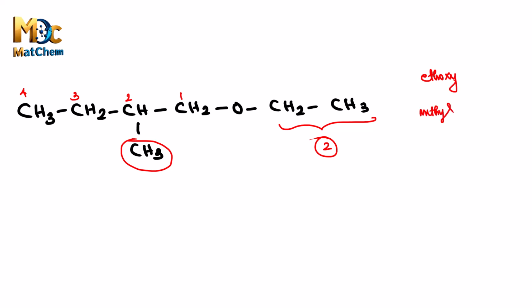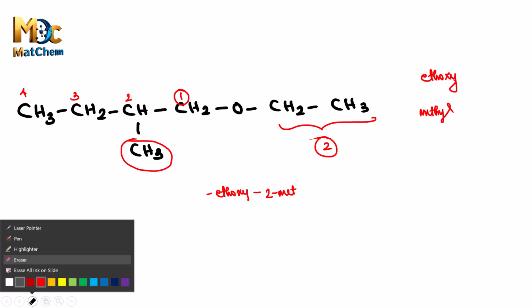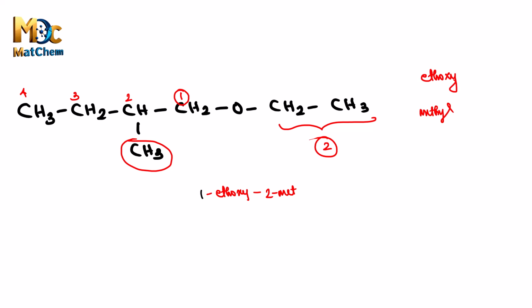So what we need to number is 2-ethoxy, 2-methyl. But ethoxy is coming on the first carbon, so it should not be 2-ethoxy. It should be 1-ethoxy, correct? Because the ethoxy group is on the first carbon, so 1-ethoxy, 2-methyl. The biggest chain we have is 4 carbons, butane. So this is the way in which you can now name ethers.